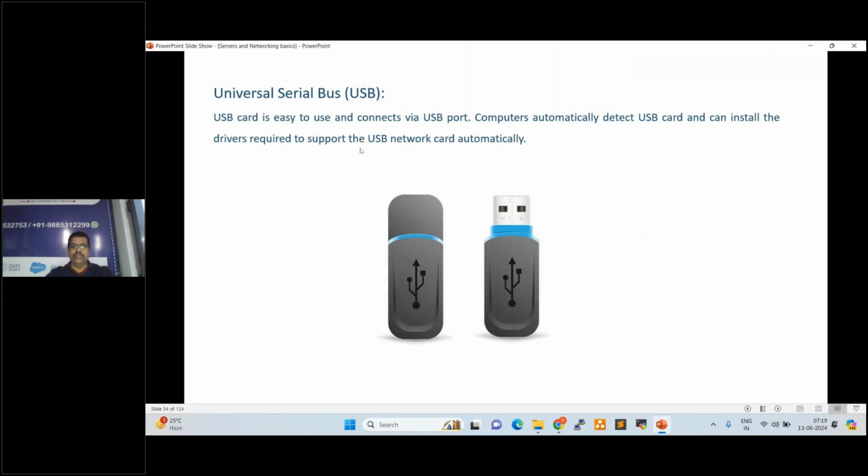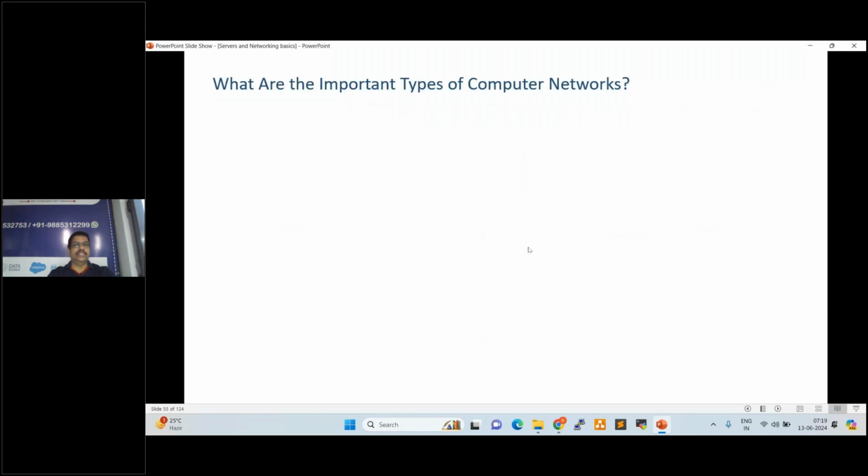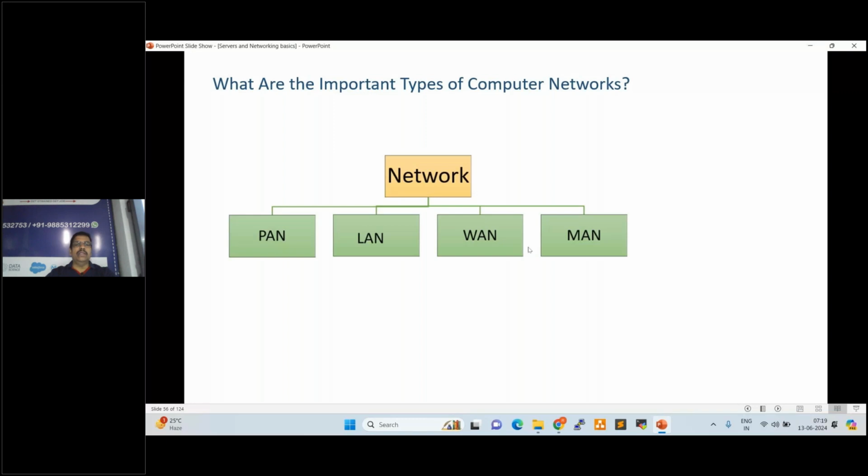So currently people are using USB and also Wi-Fi. Most of the systems we are using are Wi-Fi only. So what are the important types of computer networks? These are very, very important. Four types of networks are available. See here: PAN, LAN, WAN, MAN. Personal area network, local area network, wide area network, metropolitan area network. These are the four networks available. Let's go one by one.